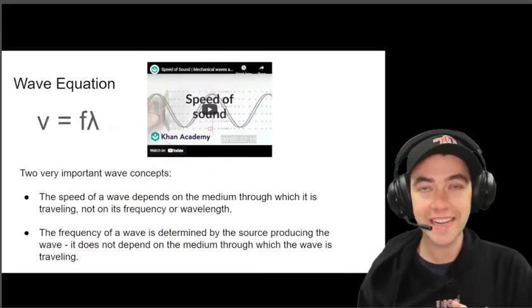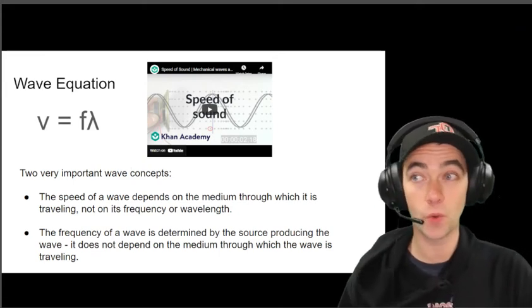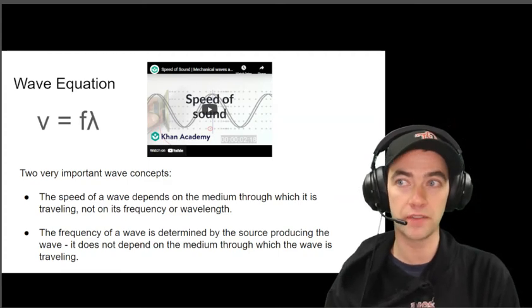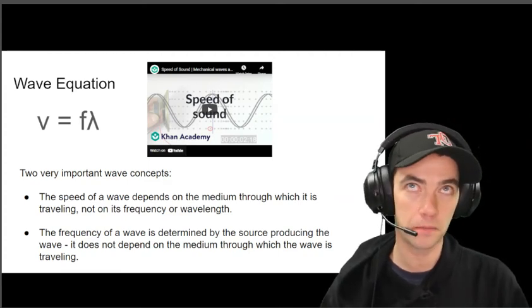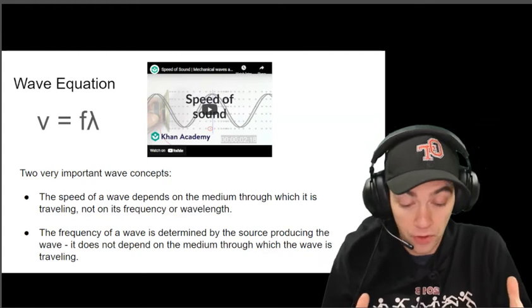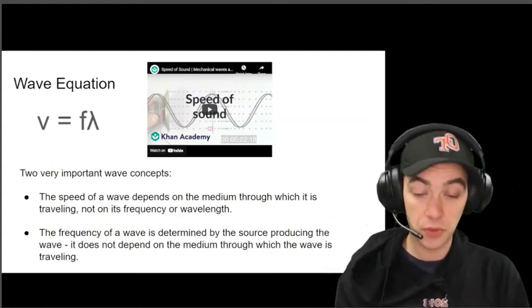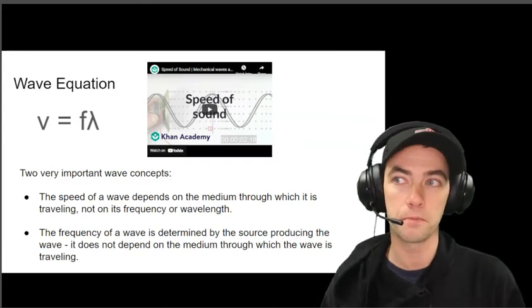So two key ideas that we're going to have to talk about when we talk about sound. 1. The speed of the wave is dependent on the medium through which it is traveling, not on the frequency or wavelength. So, for example, if you were to have a piece of metal and you were to have air, the sound will travel faster through the metal than it would through the air.